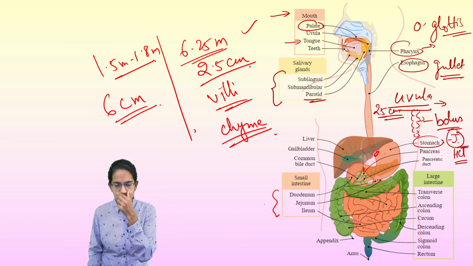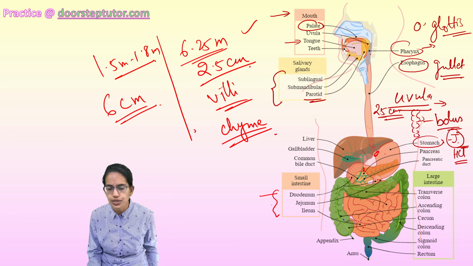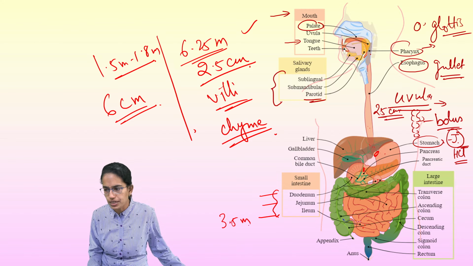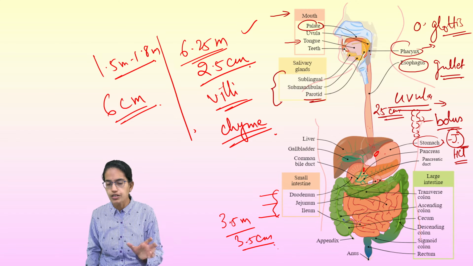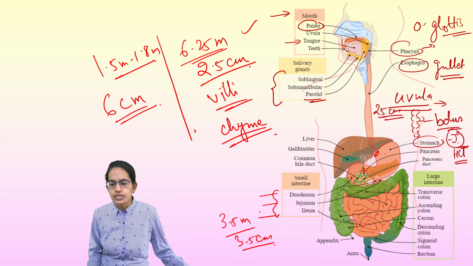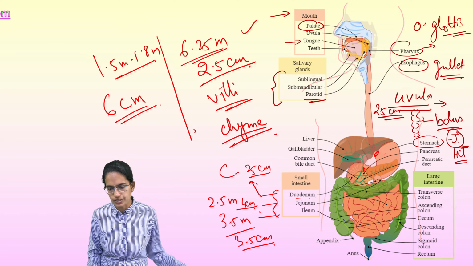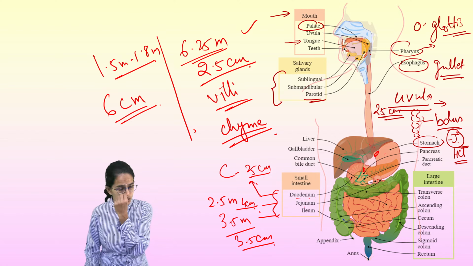The small intestine, as I said, is divided into duodenum, jejunum and ileum. Ileum is around 3.5 meters long, 3.5 centimeters wide. It is the largest part of the small intestine. Jejunum is 2.5 meters long and 4 centimeters wide. It is narrower than duodenum. Duodenum is the most important part. It is C-shaped, only 25 centimeters long. So a very small part of it is duodenum.